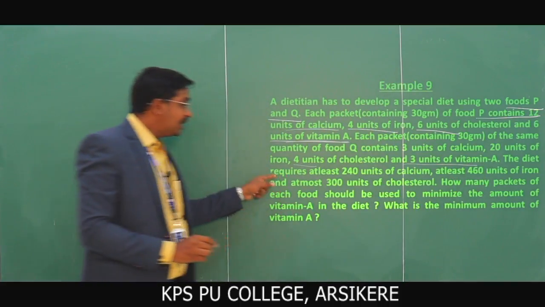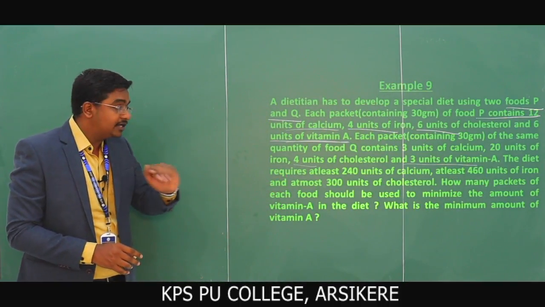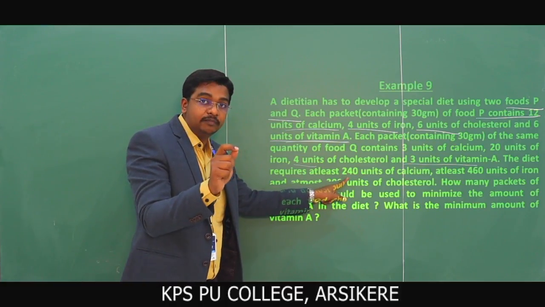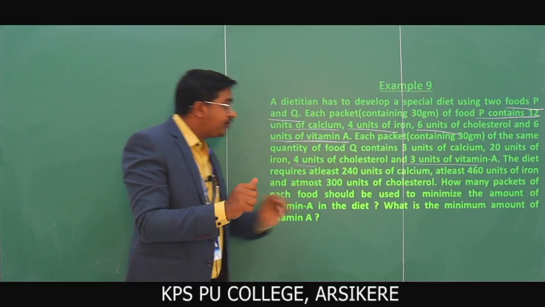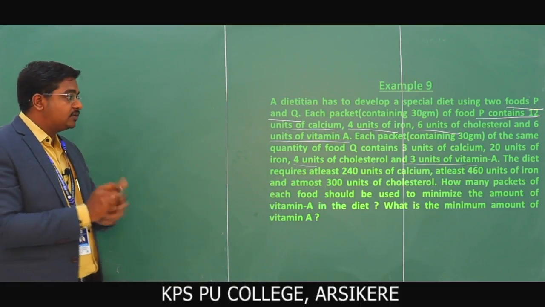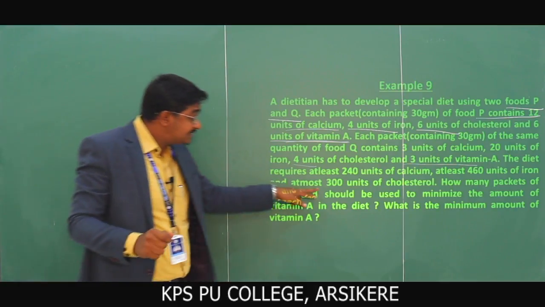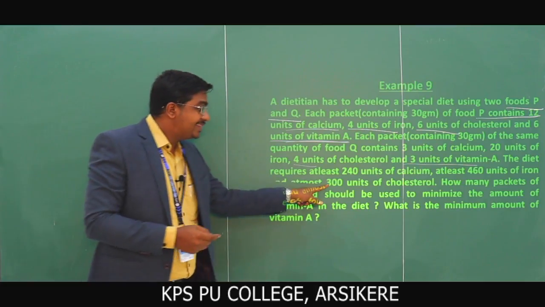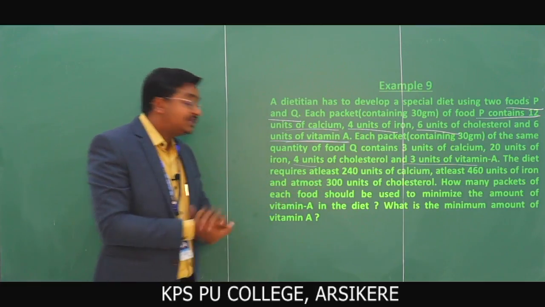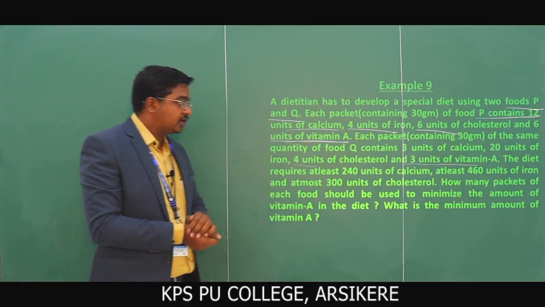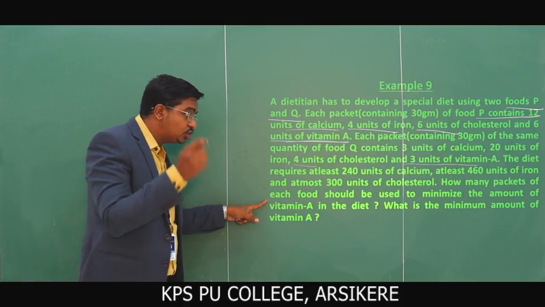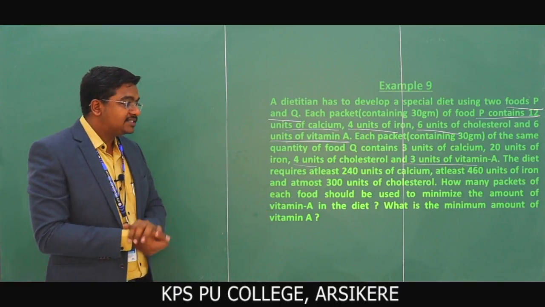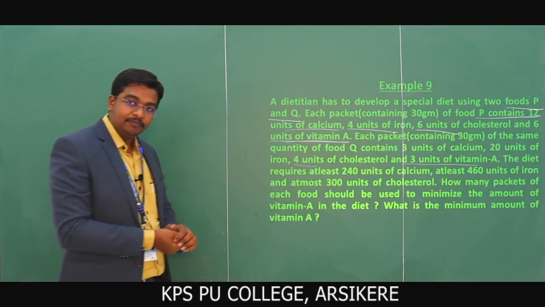The diet requires at least, which means the diet must contain a minimum of 240 units of calcium, at least 460 units of iron, and at most, the maximum amount used to develop these two foods, 300 units of cholesterol. It cannot exceed 300 units. So how many packets of each food should be used to minimize the amount of vitamin A in the diet? What is the minimum amount of vitamin A? Next slide.